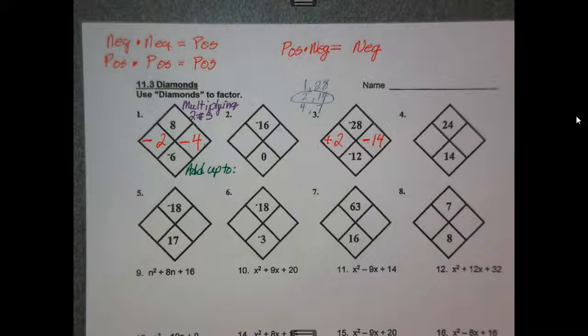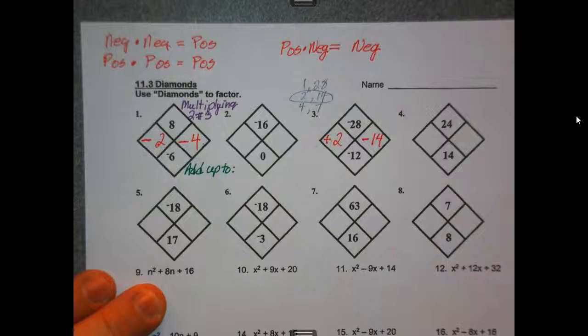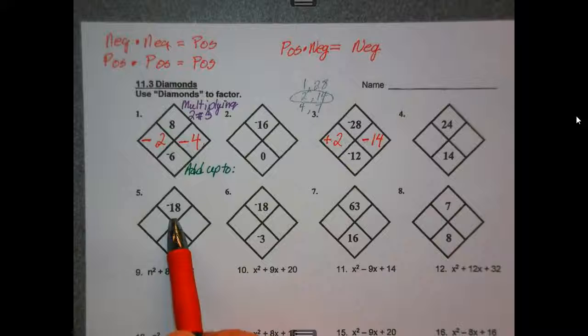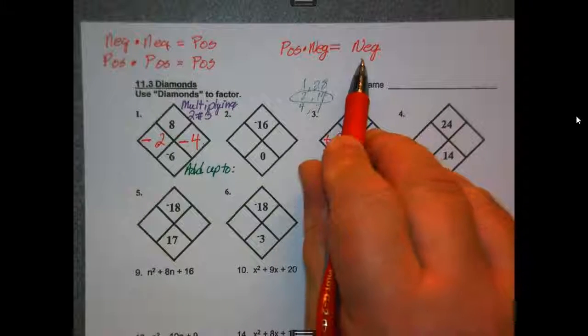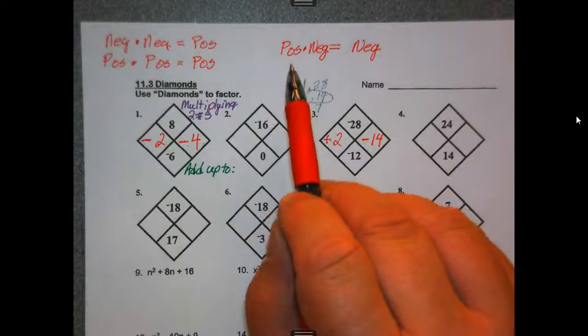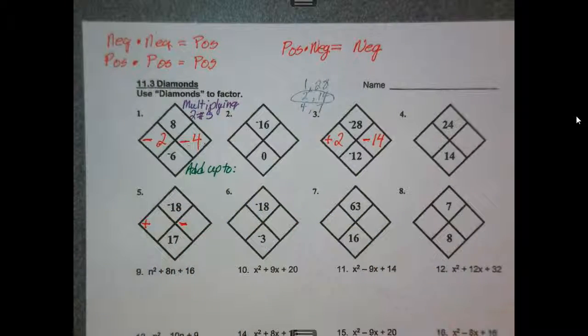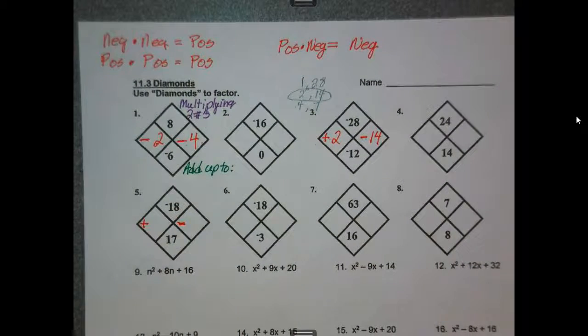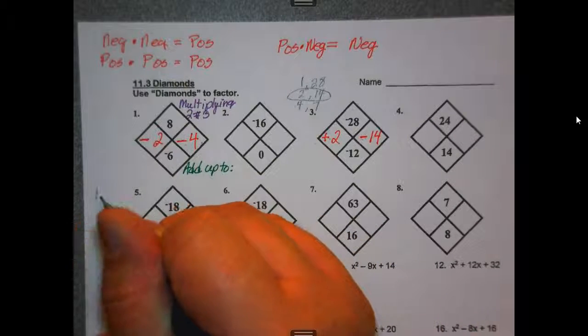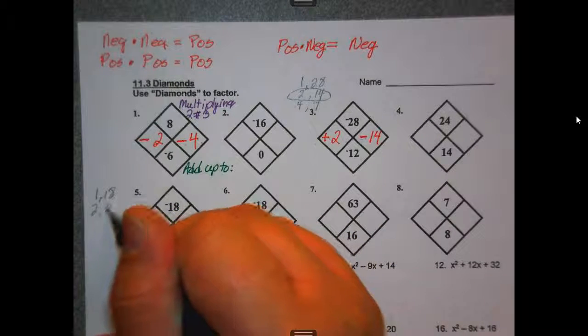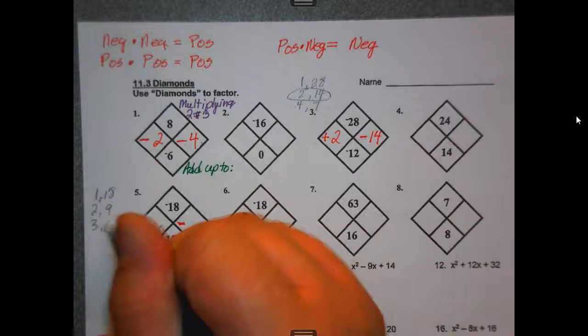Let's do number 5. They have to multiply to a negative number, so what are going to be my signs? They equal a negative number, so my signs are positive and negative. All right, two numbers that multiply to 18. Well, I got 1 and 18. 2 and 9. 3 and 6.